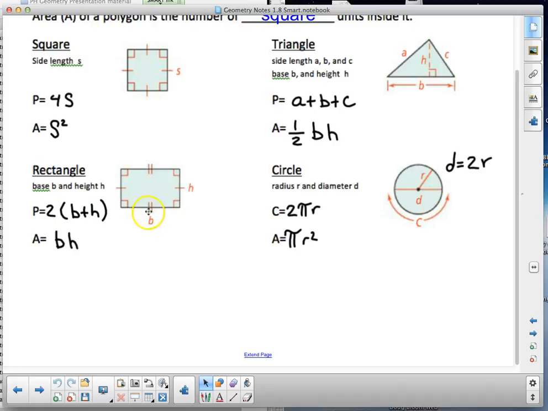Rectangle, perimeter: base times height, length times width, however you want to look at it, times 2, because it's base plus height, base plus height. Area is just base times height. The area it will cover.